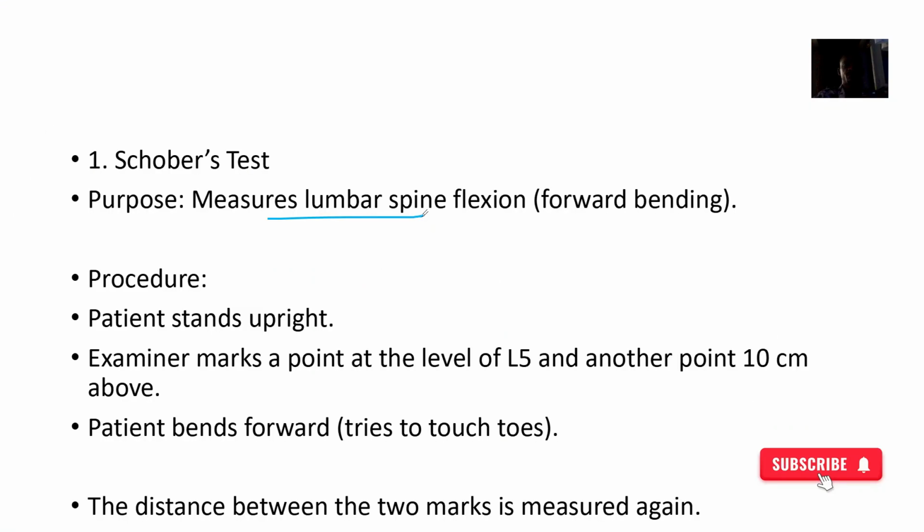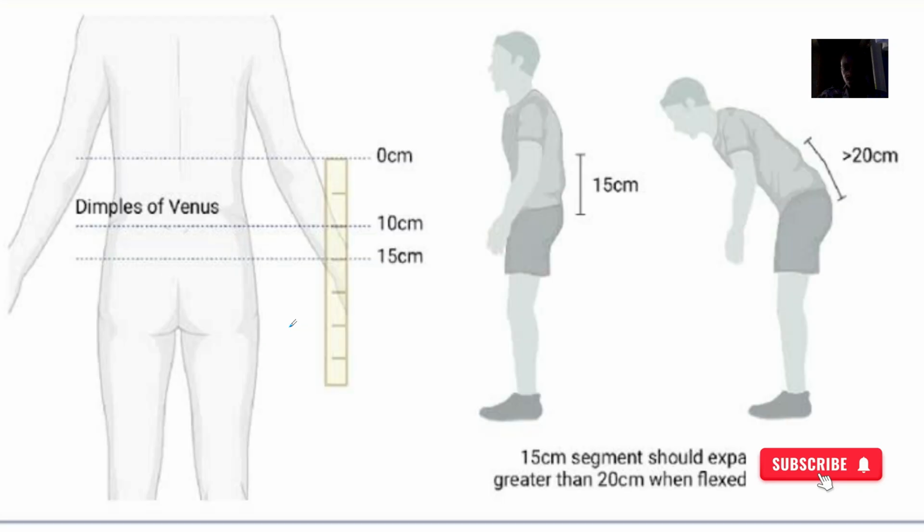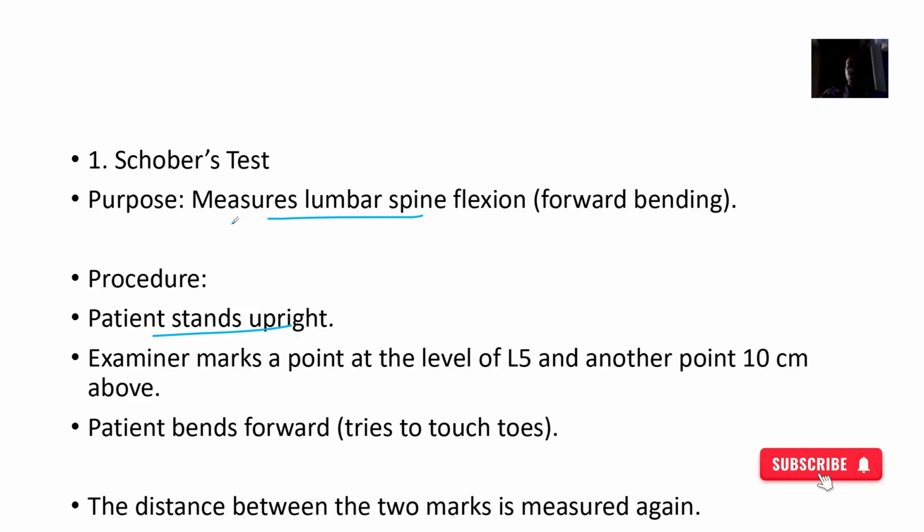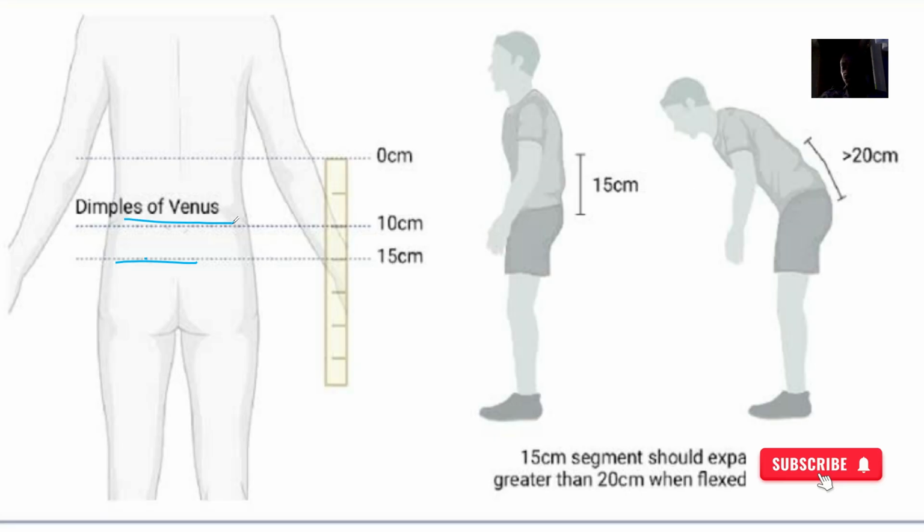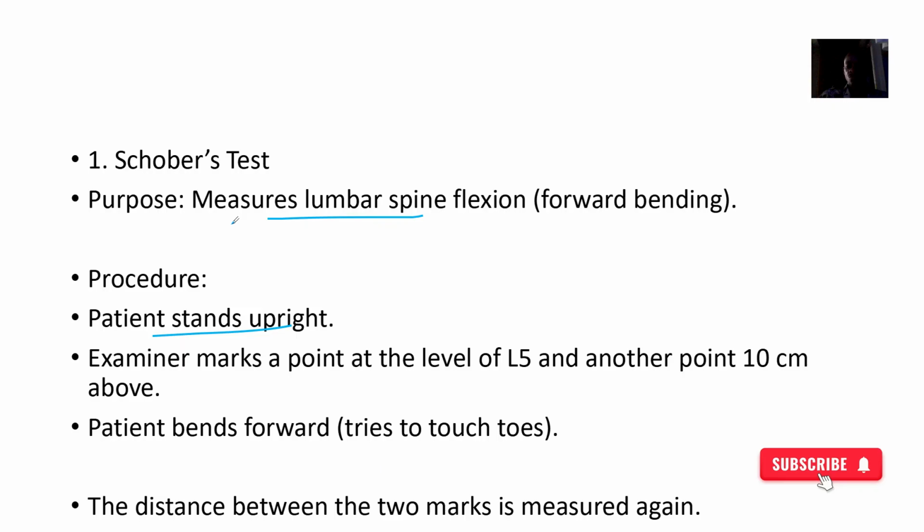Do you understand? So procedure will say that the patient stands upright. The examiner marks a point at the level of L5, then another point 10 centimeters above. Okay, so what happens? See, mark 1 here. Okay, 10 centimeters above. Okay, so what next? The patient bends forward, tries to touch his toes. So the distance between the two marks is measured again. So how flexible is your spine?